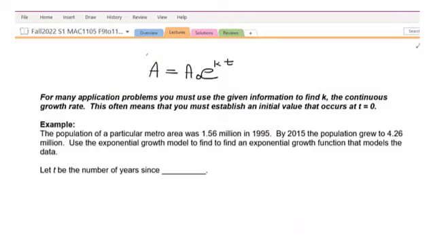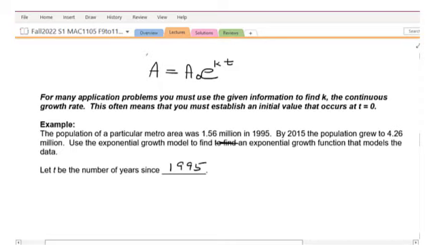So, for example, the population of a particular metro area was 1.56 million in 1995. By 2015, the population grew to 4.26 million. Use the exponential growth model to find an exponential growth function that models the data. Okay, so in this problem, we have to let t be the number of years since a starting year. What's the starting year that's implied here?